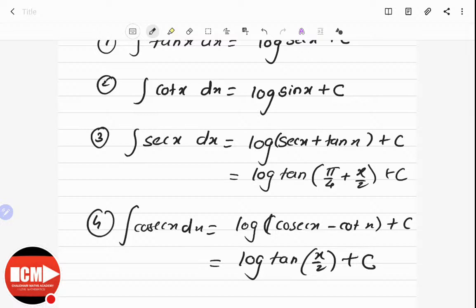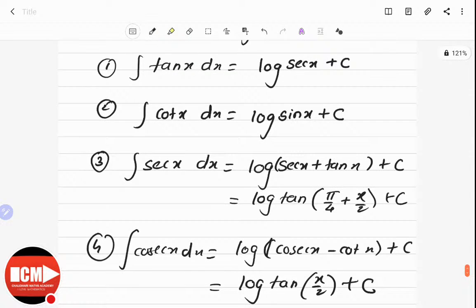So friends, I request every one of you, please don't forget to watch the proof of these two cases, integration of sec x and integration of cosec x. I am keeping it up to you. Definitely watch these two proofs also, and please remember these four standard integrals. So add in your list of formulas.